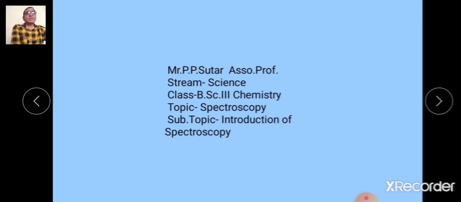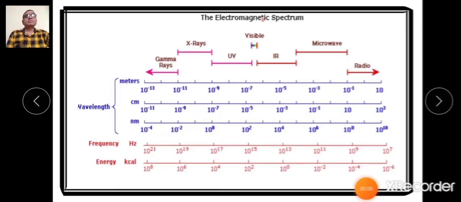Students, in the previous lecture, we have studied some points from the spectroscopy topic. Today, we are proceeding further. Students, the next point is different regions of electromagnetic spectrum.